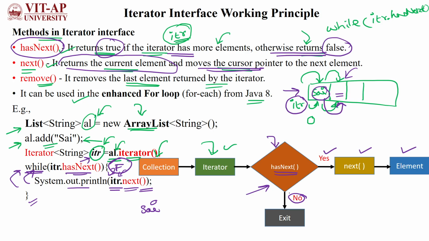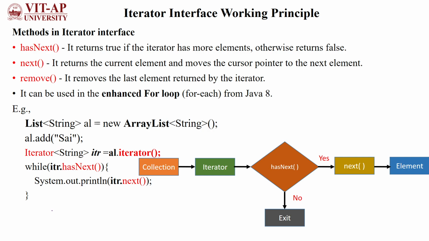In this way the iterator works inside any one of the collections to move the cursor from one element to another, printing the current values and moving to the next value at each iteration of this while loop.